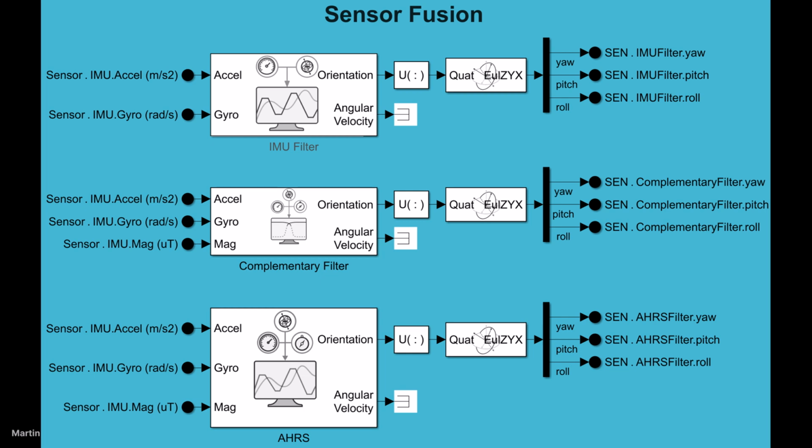Simulink provides several sensor fusion blocks in the Sensor Fusion and Tracking Toolbox. The IMU filter block uses a Kalman filter to fuse gyroscope and accelerometer data for drift-corrected orientation. The complementary filter block blends sensor data using a simple weighted approach, balancing short-term gyroscope accuracy with long-term stability. The AHRS block uses an extended Kalman filter to fuse gyroscope, accelerometer, and magnetometer data for accurate 3D orientation estimation.